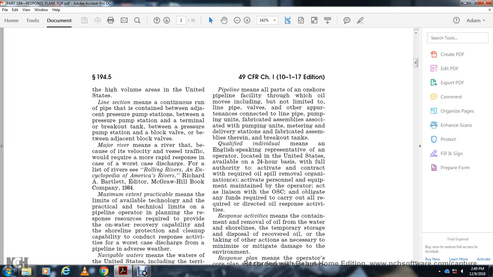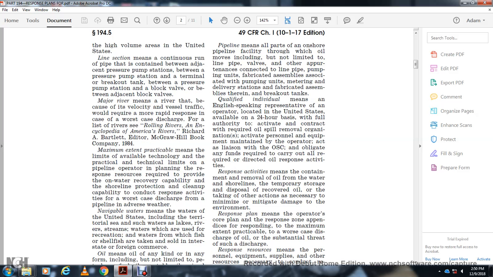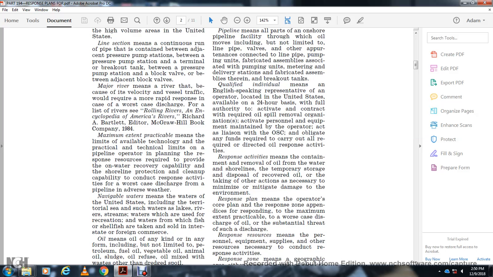Maximum extent practicable means the limits of available technology and practical technical limits, in which the pipeline operator plans the resources required to provide on-water recovery capability, shoreline protection, and cleanup capability for conducting response activity to a worst case discharge from the pipeline, including adverse weather. Navigable waters mean waters of the United States, including territorial seas, such as rivers and streams, waters which are used for recreation, and waters from which fish and shellfish are taken and sold in interstate or foreign commerce.